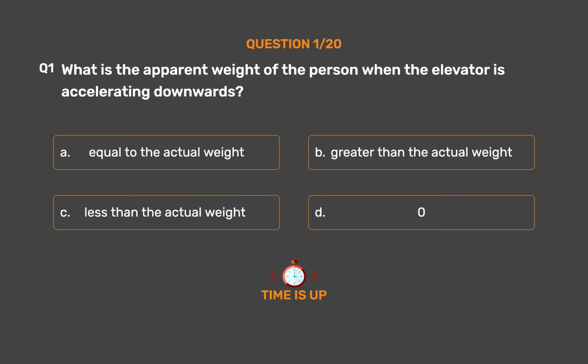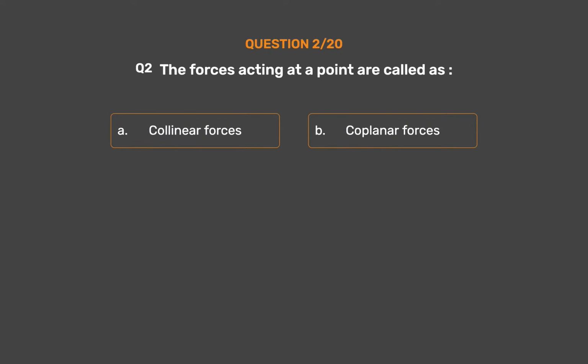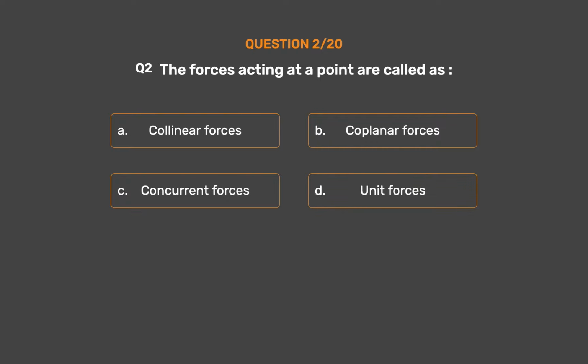The correct answer is Option C. Less than the actual weight. Question number 2. The forces acting at a point are called as Option A. Collinear forces. Option B. Coplanar forces. Option C. Concurrent forces. Option D. Unit forces.